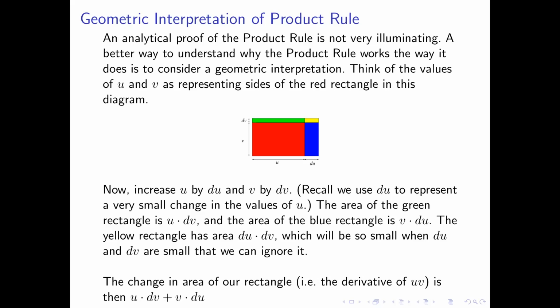And the amount of that change is u times dv, that's the area of the green rectangle, plus v times du, that's the area of the blue rectangle. Again, the yellow rectangle is so small that we can ignore it. And if we rewrite that using prime derivative notation instead of differential notation, this is what we get. The change in u times v is u times v prime plus v times u prime. In other words, it's u times the change in v plus v times the change in u. That's why the product rule works the way it does. And in effect, Leibniz figured out how to prove this by reasoning in much this way about the area of a rectangle.